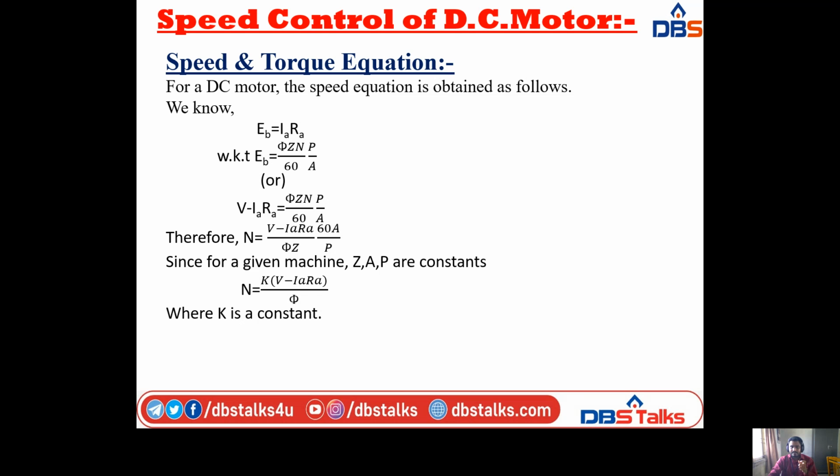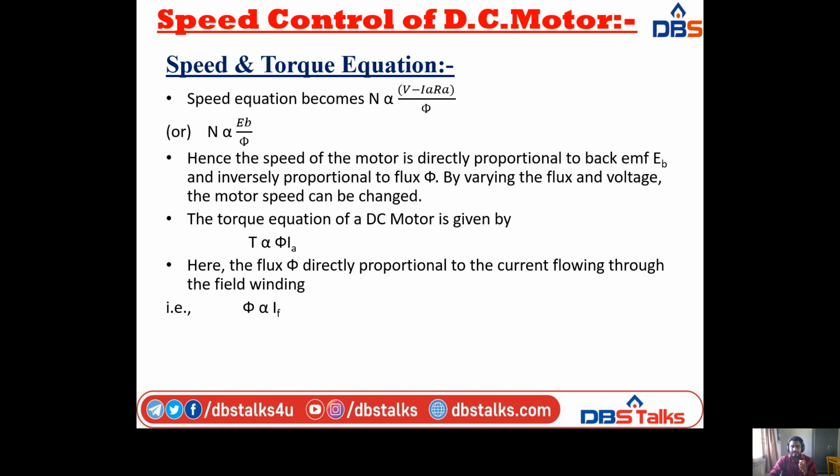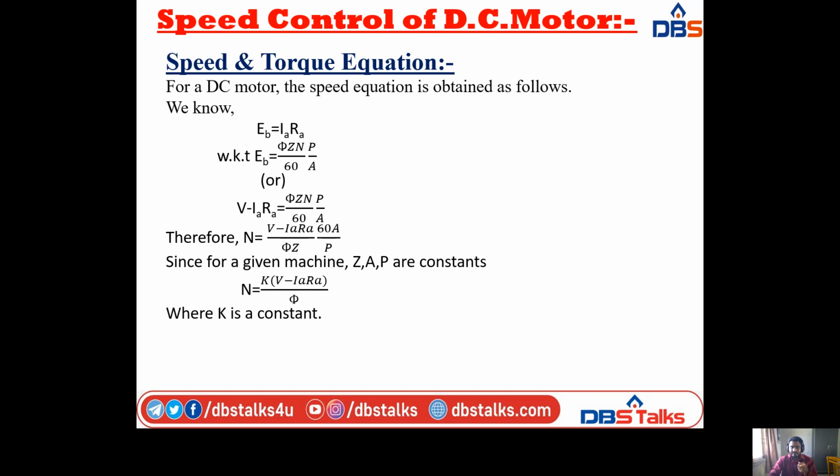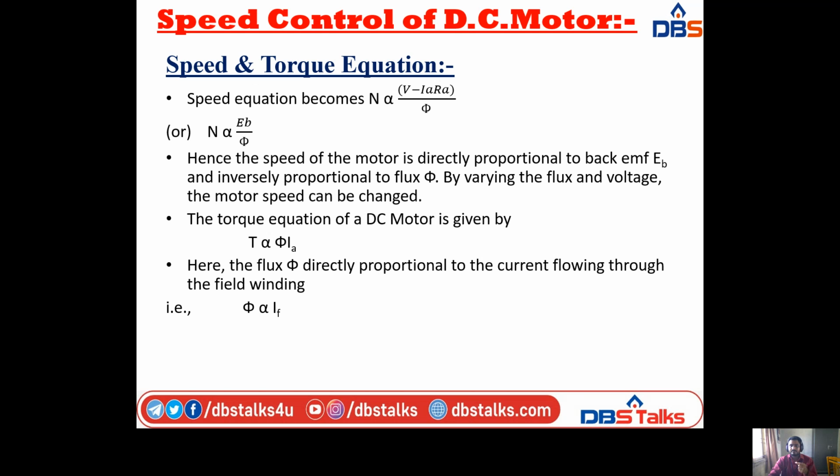One more thing: the speed equation becomes N is directly proportional to V minus IaRa by φ, as we had previously N is equal to K into V minus IaRa by φ. I already said that back EMF Eb is equal to V minus IaRa. So in place of V minus IaRa, I am putting Eb here, and we write the above equation as N is directly proportional to Eb by φ. Here Eb is the back EMF and φ is the flux. Hence the speed of the motor is directly proportional to back EMF.